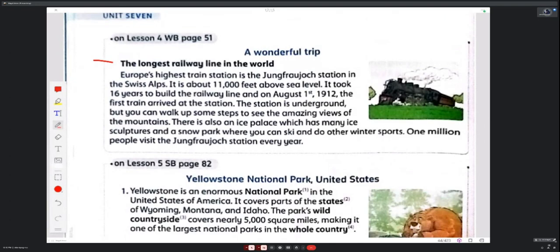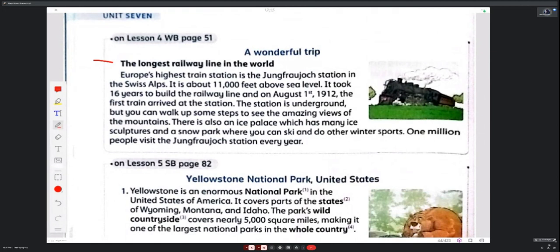It took 16 years to build the railway line, and on August 1st, 1912, the first train arrived at the station. The station is underground, but you can walk up steps to see the amazing views of the mountains. There is also an ice palace which has many ice sculptures and a snow park where you can ski and do other winter sports.